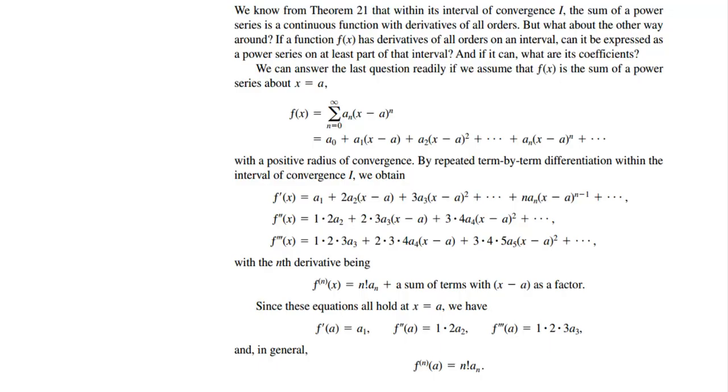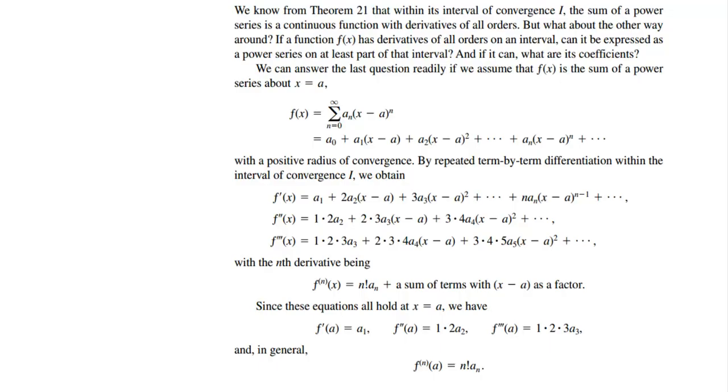Well, that last question we can answer pretty easily if we assume that f of x is the sum of a power series about x equals a. Right, so the sum from n equals 0 to infinity of a sub n times x minus a to the nth power, with a positive radius of convergence. By repeated term-by-term differentiation within the interval of convergence I, we get f prime, f double prime, and f triple prime, where the nth derivative is n factorial times a sub n plus a sum of terms with x minus a as a factor.